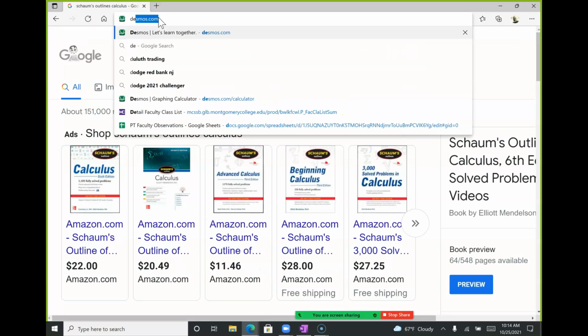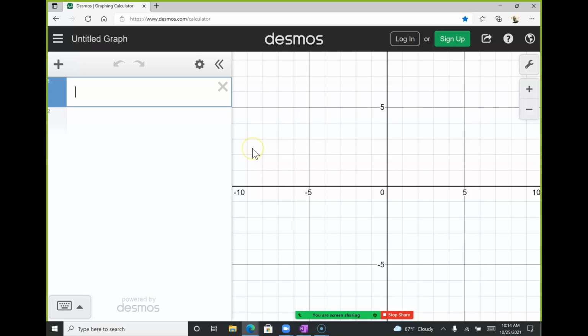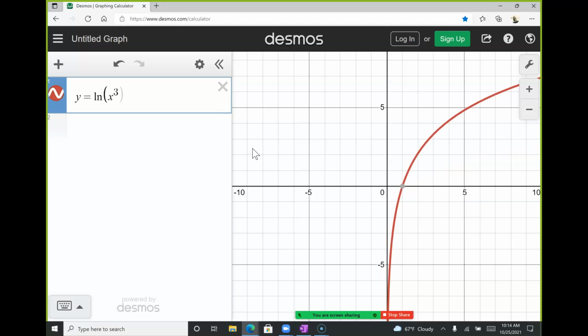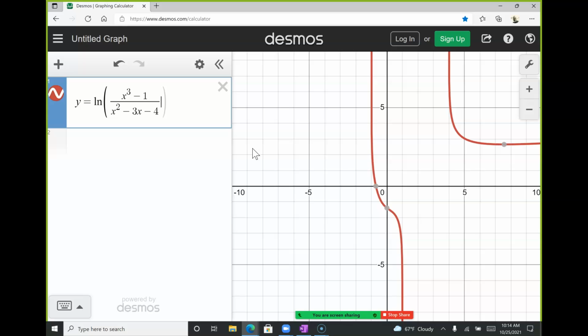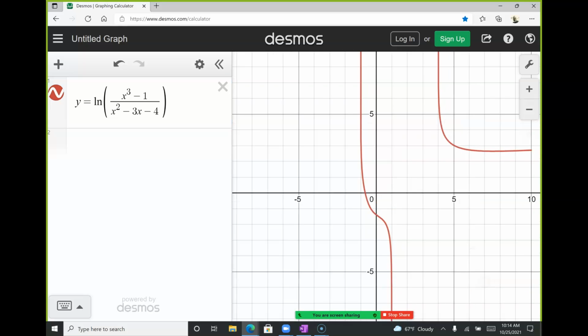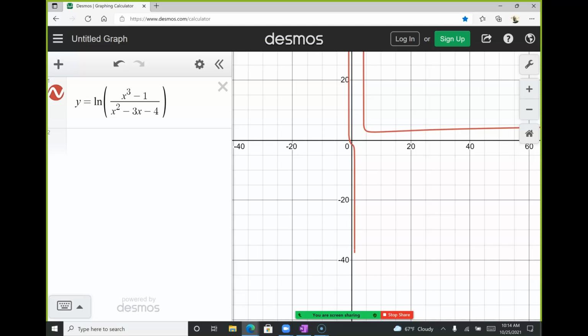Yep. So let me just do that on Desmos real quick, and then we'll go. Okay, desmos.com. So I want to write y equals the ln of x cubed minus 1, all divided by x squared minus 3x minus 4, and you can see there's two pieces where the graph is above ground, right?